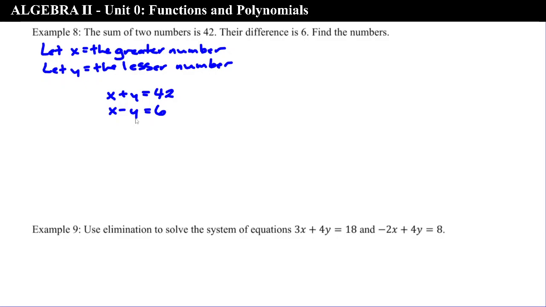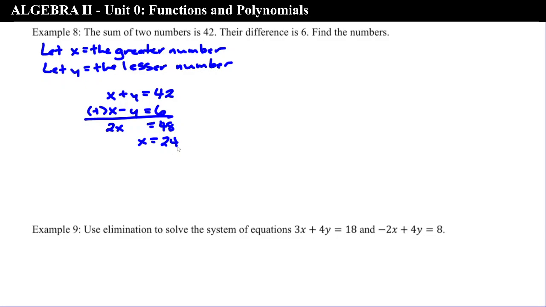Okay, well I've got these stacked already, so let's go ahead and just put a plus here. And we're going to add these two equations. So x plus x is 2x. y plus negative y is 0. And 42 plus 6 gives us 48. And divide each side by 2, you get x equals 24.